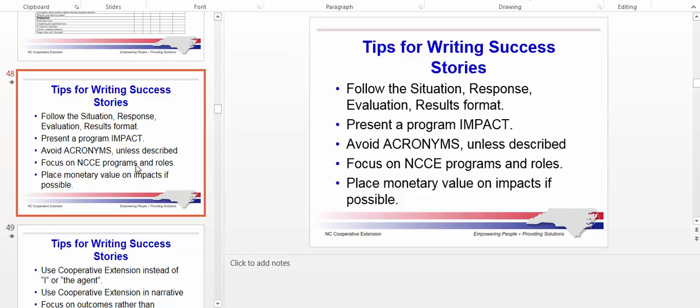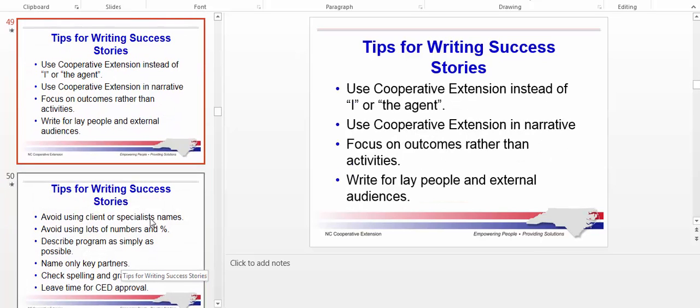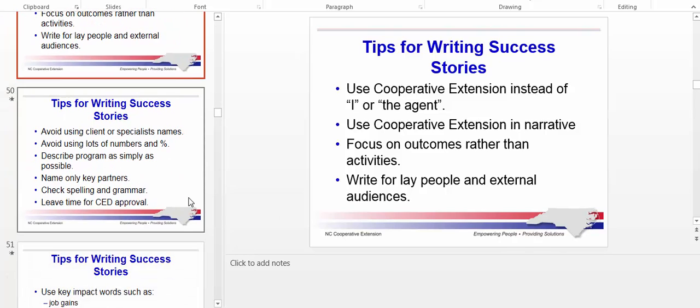Focus on the Cooperative Extension programs and our roles in that. And if you have impacts that are monetary, make sure you have a monetary value placed on them. Use Cooperative Extension instead of I or the agent. Use Cooperative Extension in the narrative. Focus on outcomes rather than activities. Again, write it for lay people and external audiences. Don't talk so technical that you talk over most of the readers that would be reading it.